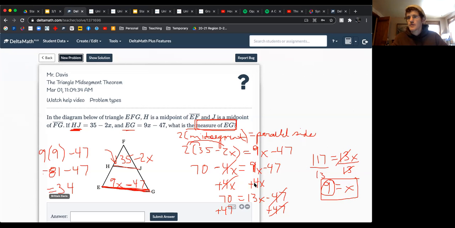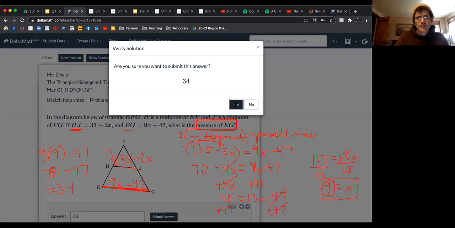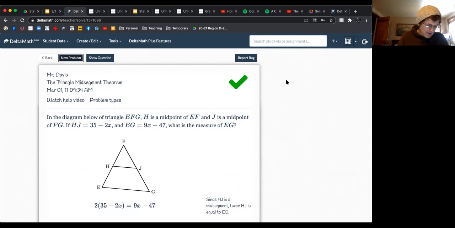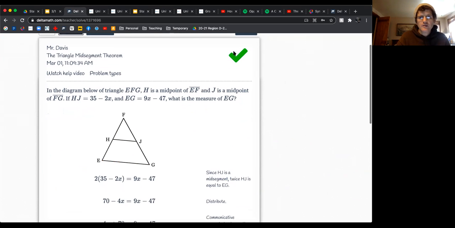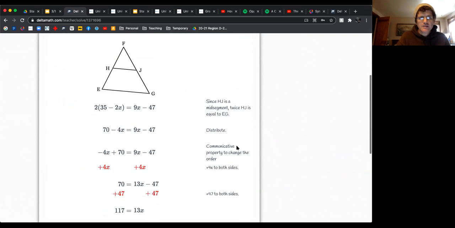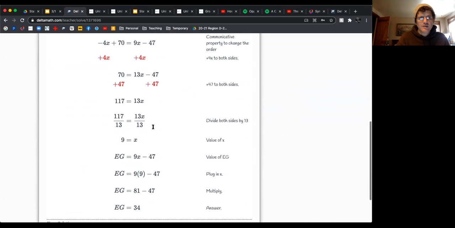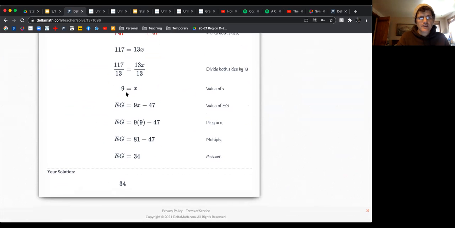So here it goes. Where is it? There it is. And just like I've been saying, if you get it wrong, we got it right here. That's good. If you get it wrong, it'll give you the red X, but everything down here is going to be the same. It's going to walk through every step of the way. We need to double the midsegment to make it equal to the parallel side. And then you can walk through all this, and you can see down here, when you get your X value, you plug it back into your original equation for EG, and you can get your answer.